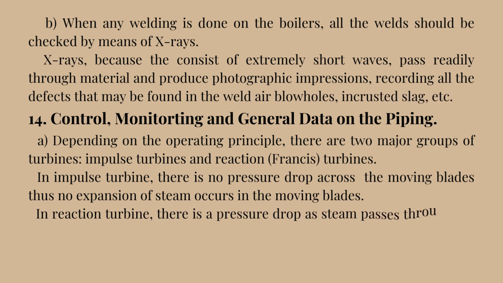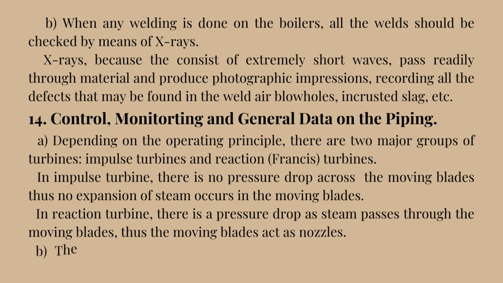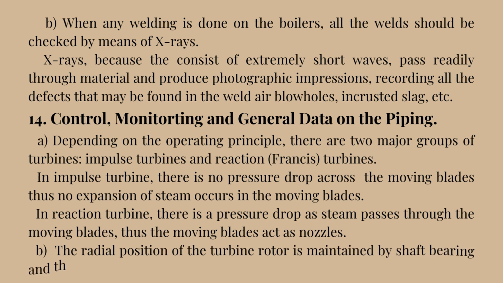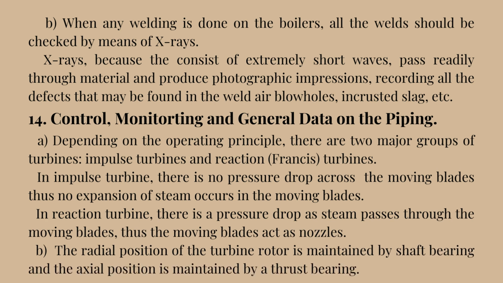14. Control, monitoring and general data on the piping. A. Depending on the operating principle, there are two major groups of turbines: impulse turbines and reaction, Francis, turbines. In an impulse turbine, there is no pressure drop across the moving blades, thus no expansion of steam occurs in the moving blades. In a reaction turbine, there is a pressure drop as steam passes through the moving blades, thus the moving blades act as nozzles.